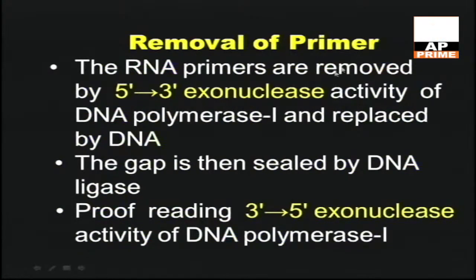So it is removed by DNA polymerase 1 with its 5' to 3' exonuclease activity, and the gaps are replaced by a new DNA strand by the polymerization activity of this enzyme. Then the gaps are sealed by the enzyme DNA ligase. Meanwhile, proofreading is done by the 3' to 5' exonuclease activity of the enzyme DNA polymerase 1.